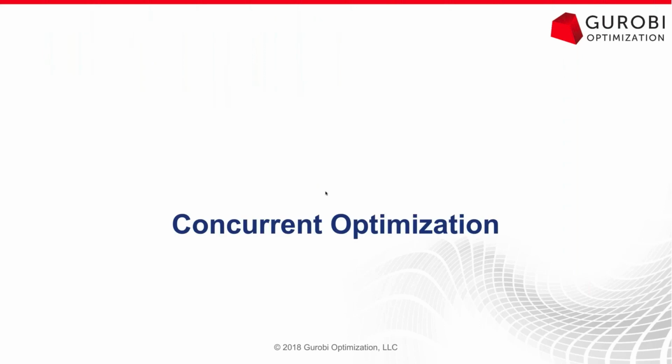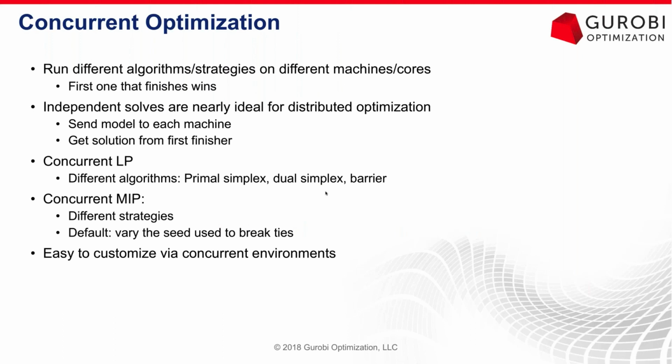Let's start with concurrent optimization. The idea of concurrent optimization is to run different algorithms or strategies on different machines or different cores. The first one that finishes is declared the winner, and that's the solution we use. These are completely independent solves, and they're nearly ideal for distributed optimization.